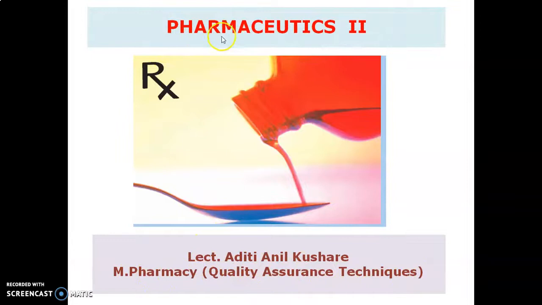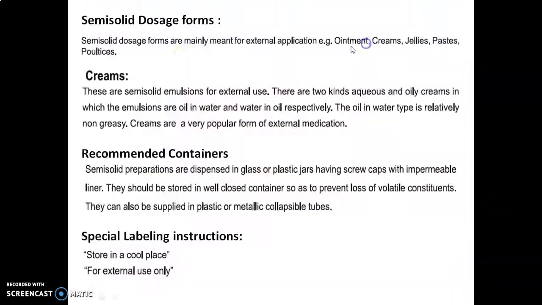Today we are going to discuss the experiments from Pharmaceutics 2. So let's discuss the semi-solid dosage forms. Semi-solid dosage forms are mainly meant for external application, for example ointments, creams, jellies, pastes, poultices. In that, we will discuss the creams. These are semi-solid emulsions for external use.